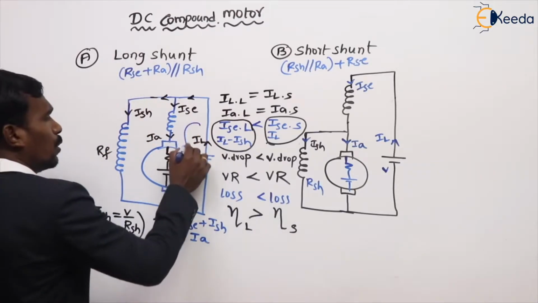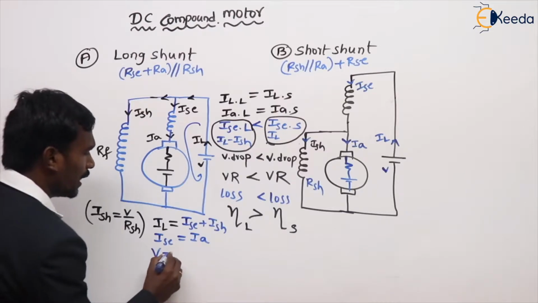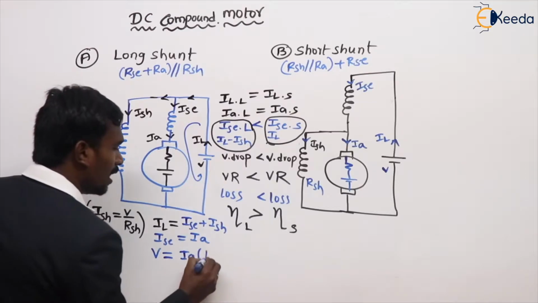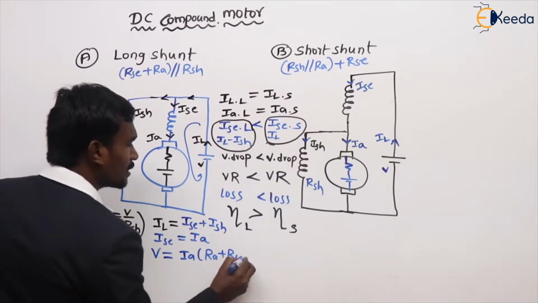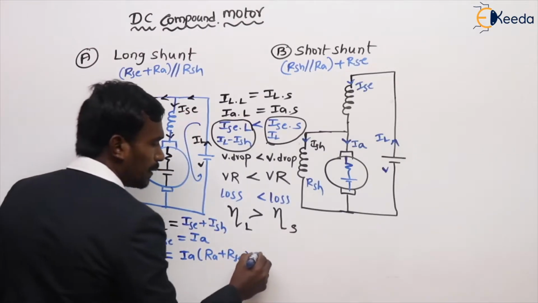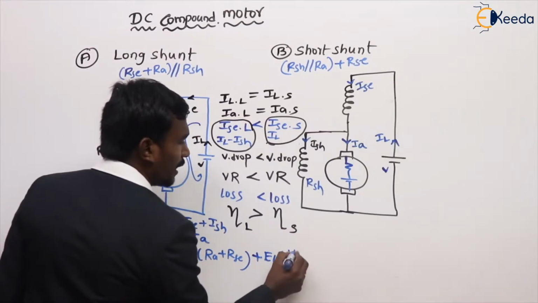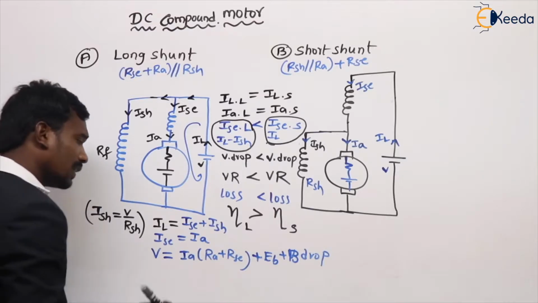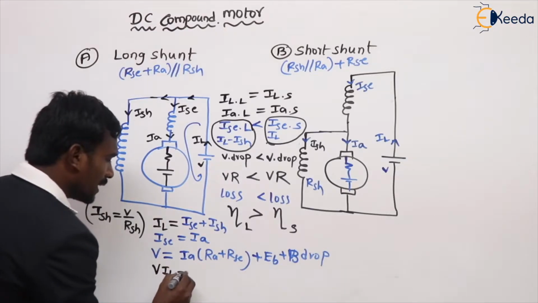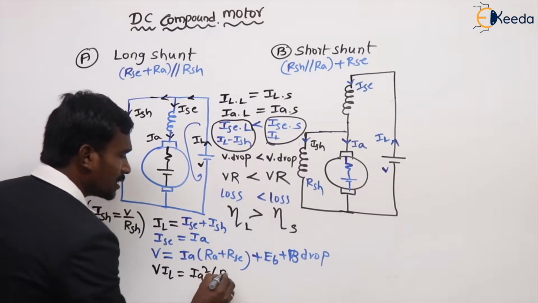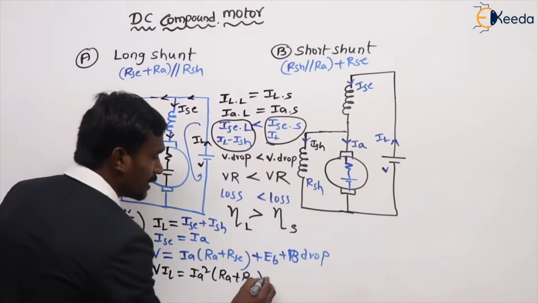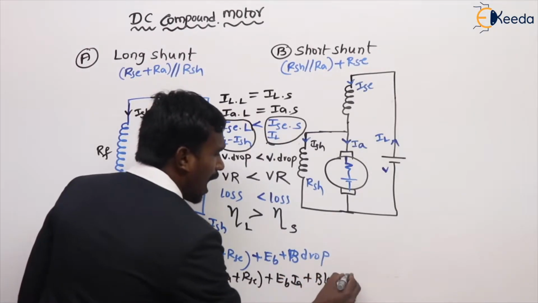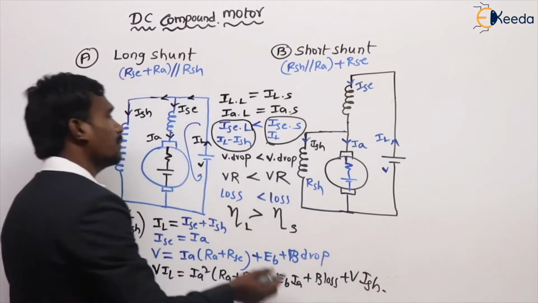What is the voltage loop equation? V is equal to IA times (RA plus RSE), because this current is the same, plus EB. Of course, we have a brush voltage drop. We know this. What is the power equation? V into IL is equal to IA squared (RA plus RSE) plus EB into IA plus brush losses, and V into ISH is also included because of the shunt.